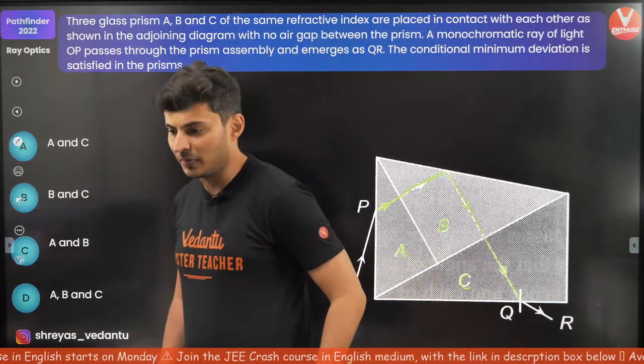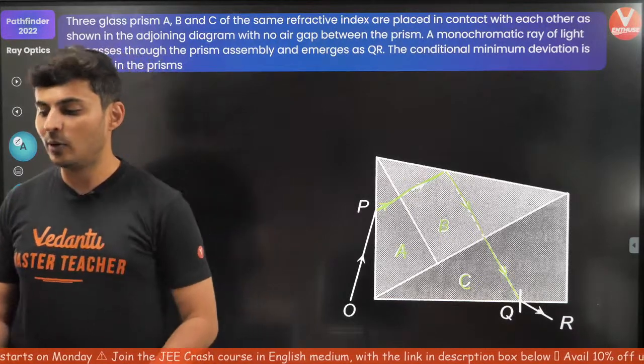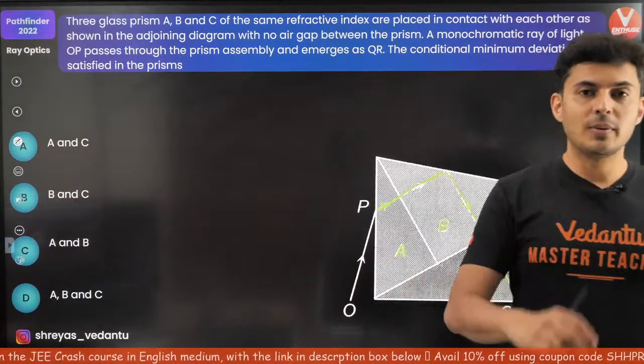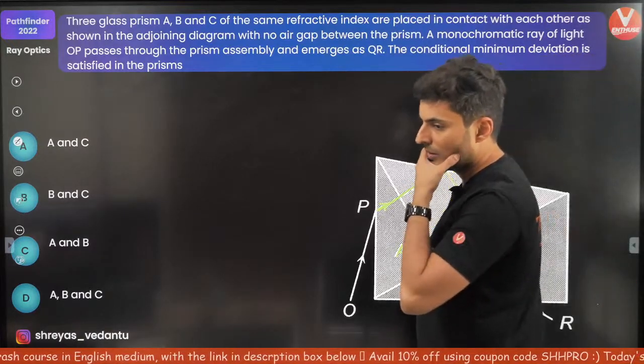Can we call the graph a parabola? Yes, it turns out to be a parabola. So when you derive it, it turns out to be a parabola.